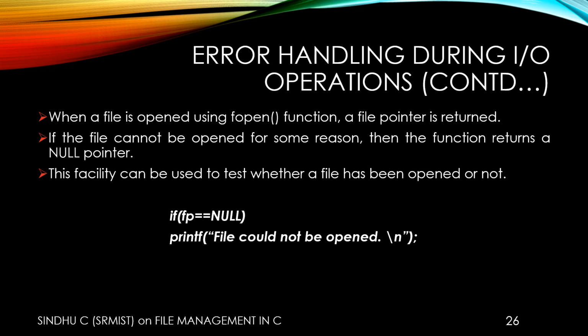Now, when a file is opened using the fopen function, a file pointer is returned. If the file cannot be opened for some reason, then the function returns a null pointer. This facility can be used to test whether a file has been opened or not. So here is the snippet: if fp is equal to NULL, then print that the particular file could not be opened.